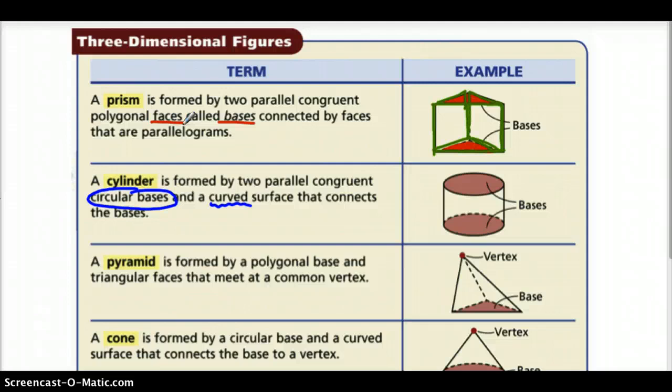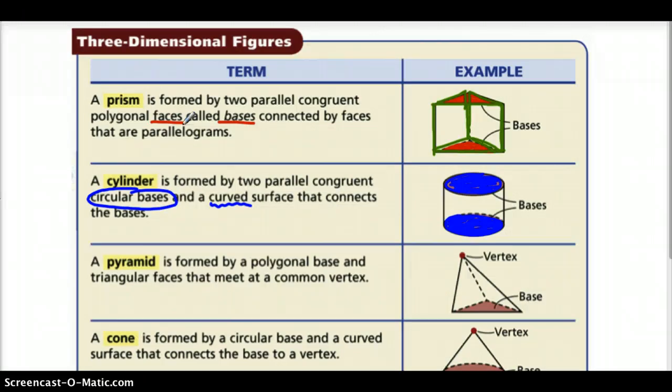This time our bases are circular, so we can see them here outlined in blue. What connects them is this curved surface, because it's going to wrap around these particular circles. Pretty similar so far, or pretty simple, I should say. It's a prism and a cylinder.